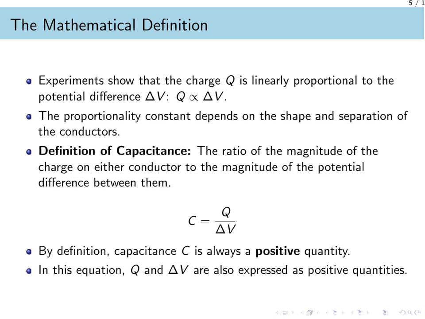Mathematically, capacitance C is defined as the ratio of the magnitude of the charge on either conductor to the magnitude of the potential difference between them, expressed by the formula C equals Q divided by V. It is important to remember that capacitance is always a positive quantity by definition. When using this equation, we treat both the charge and the potential difference as positive values. While the charge and voltage can change, the capacitance itself remains constant for a given capacitor, because it depends primarily on the shape and the physical separation of the conductors.